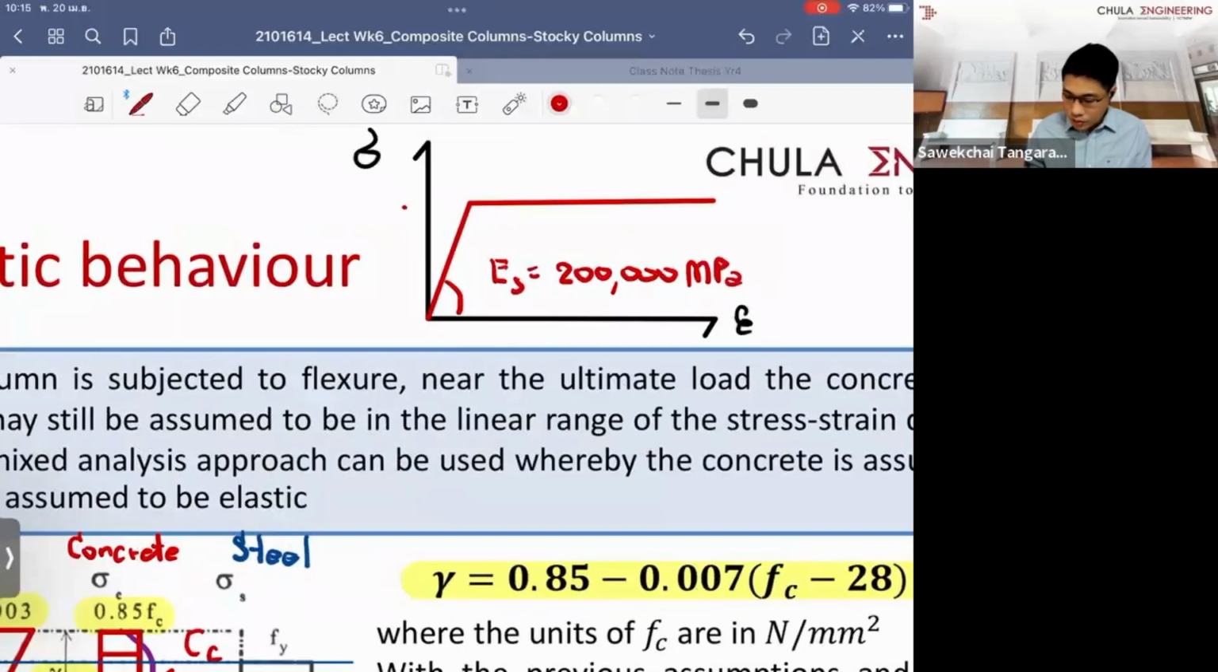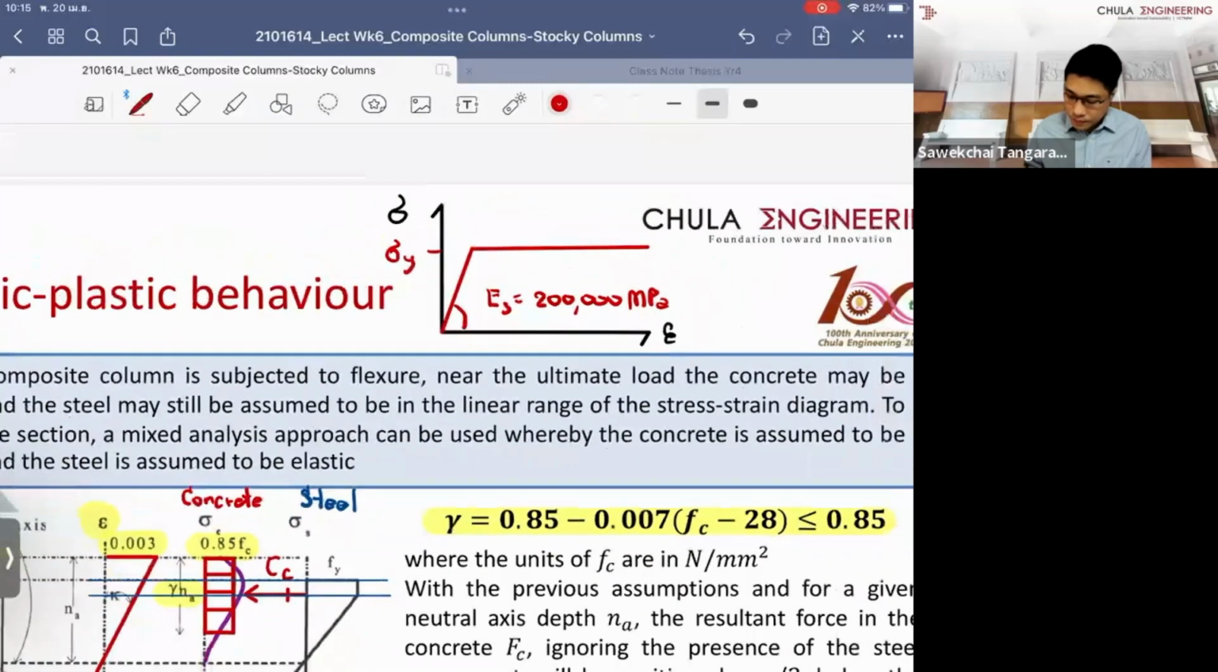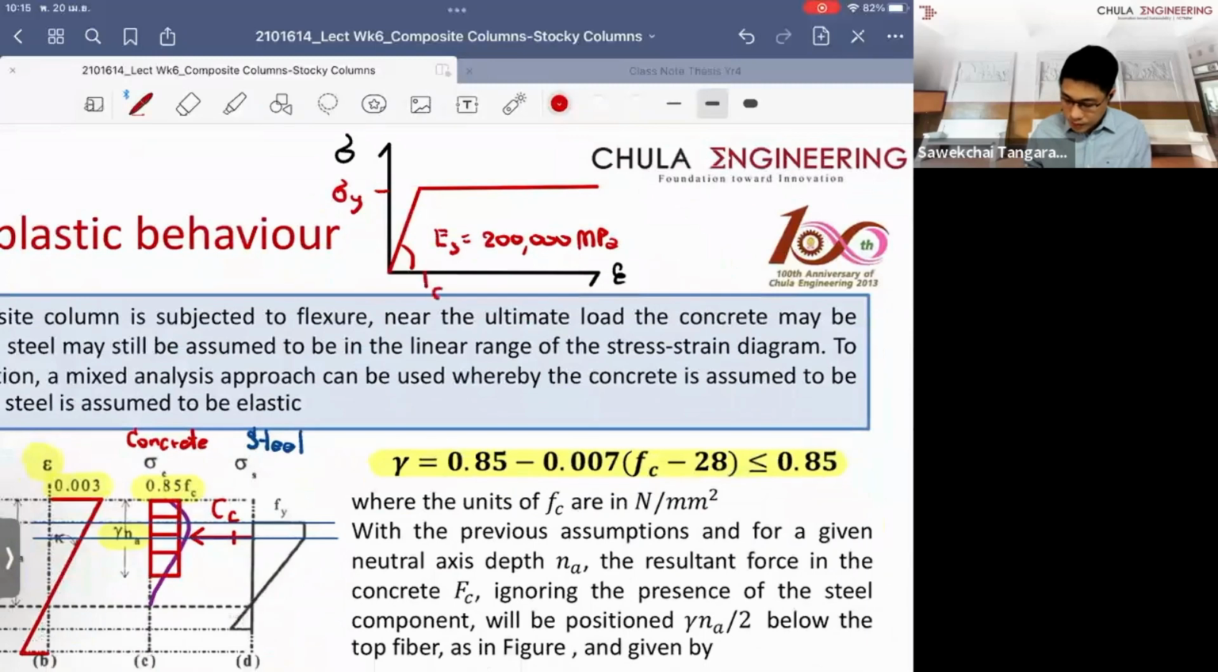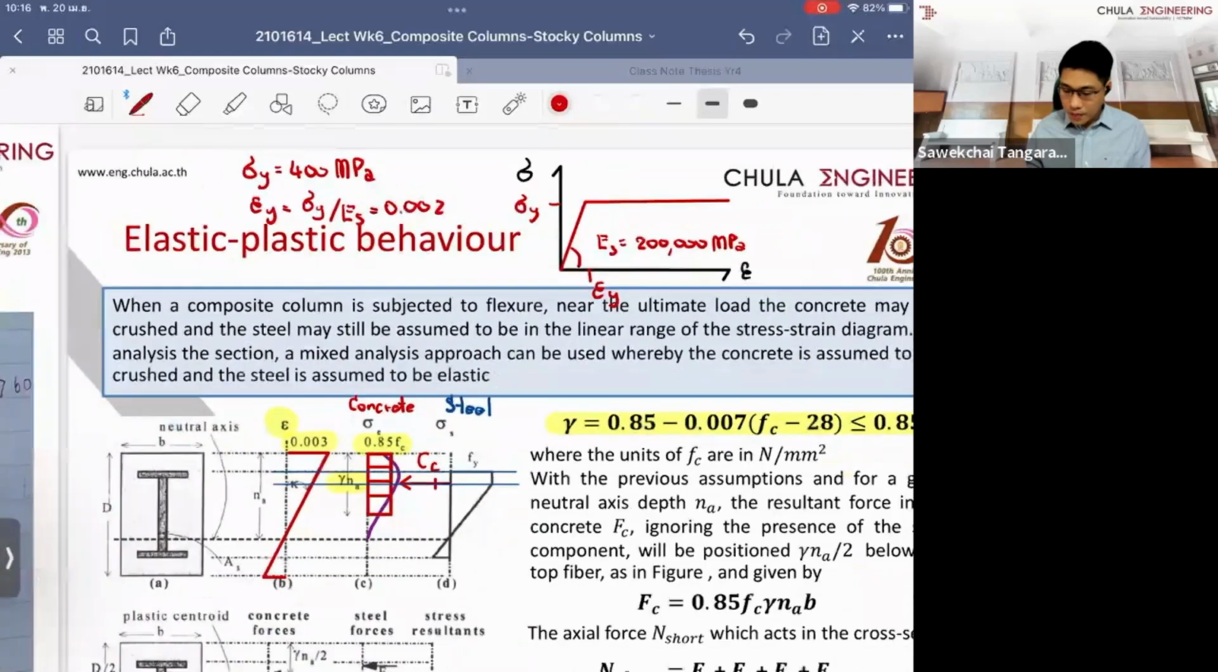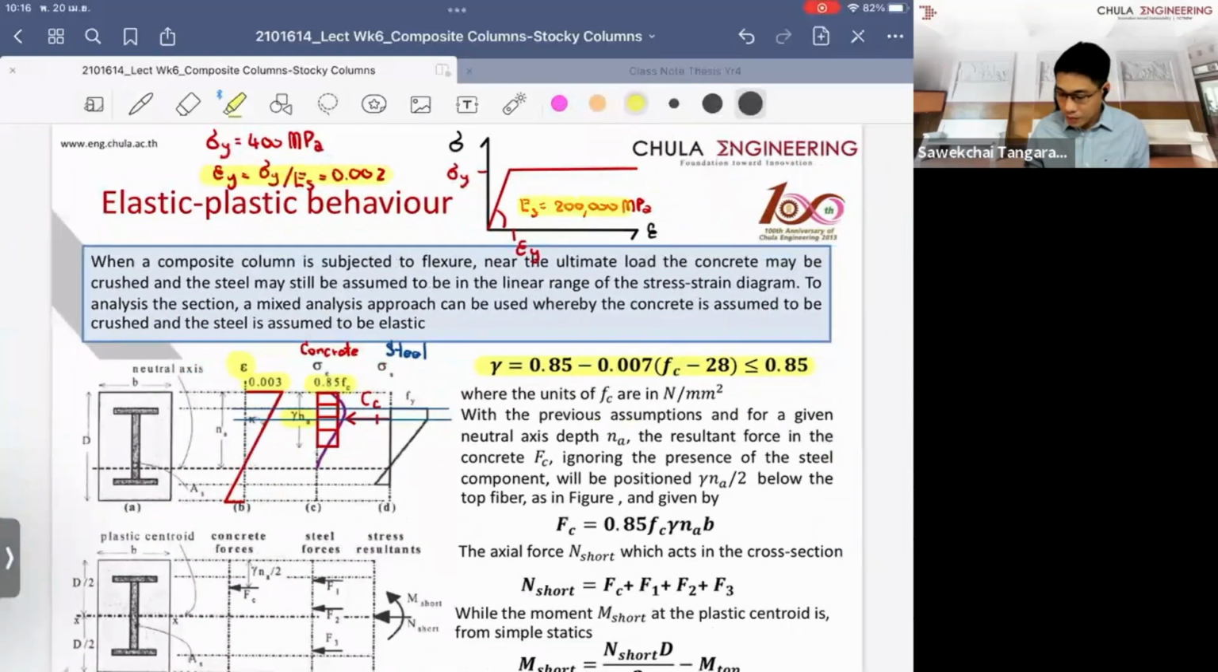So it depends on the yield stress you're looking at. If you're saying that this is the strain at yield, so what I say is that if the yield stress is equal to 400 MPa, the strain at yield, you can use a linear proportion calculation, which is equal to the yield stress divided by Es, that we're giving you, 0.002, right?